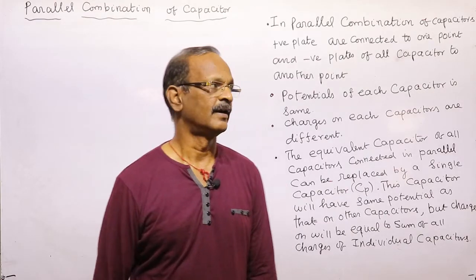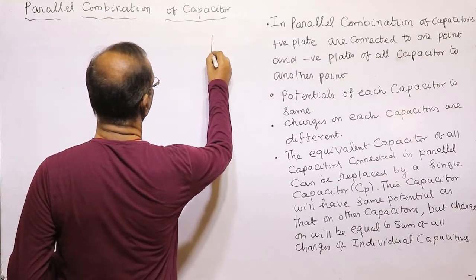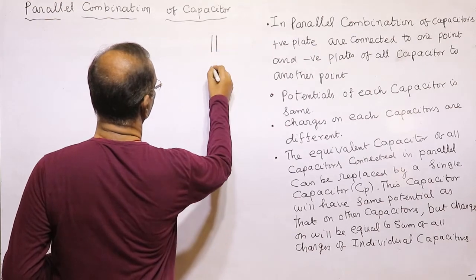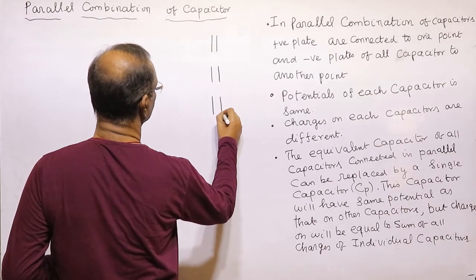Parallel combination of capacitors. Parallel combination means three capacitors. Let us say this is one capacitor, this is another capacitor. Let us take the example of three capacitors.